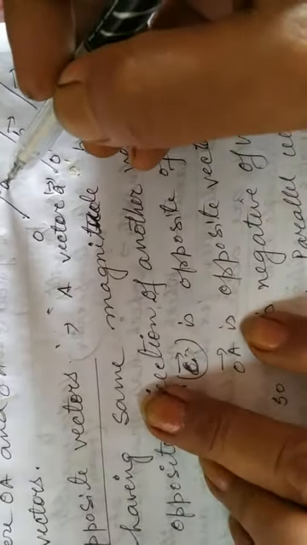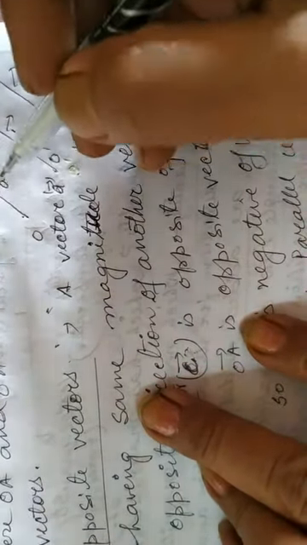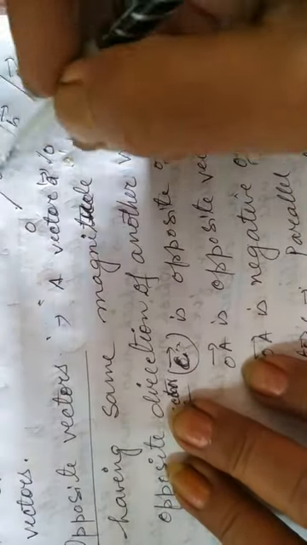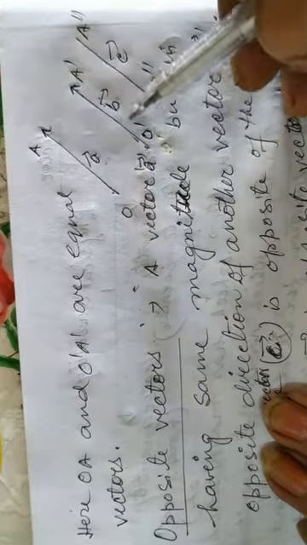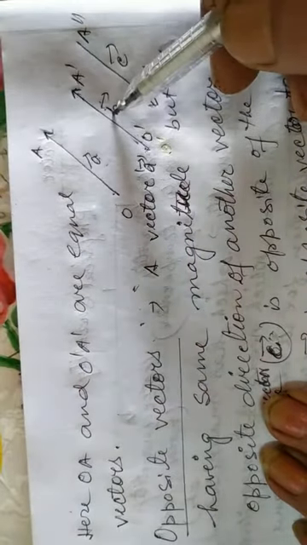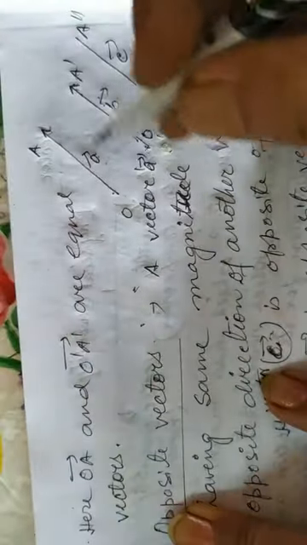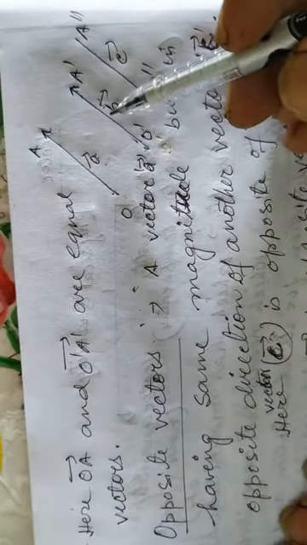Now here, suppose some examples are there. Suppose this A vector and B vector are parallel and their magnitudes are the same. Magnitude the same means their lengths are the same, because the length of that line segment gives the magnitude of the vector. So here A and B are parallel and their magnitudes are the same, so these are equal vectors. So here OA and O dash A dash are equal vectors.